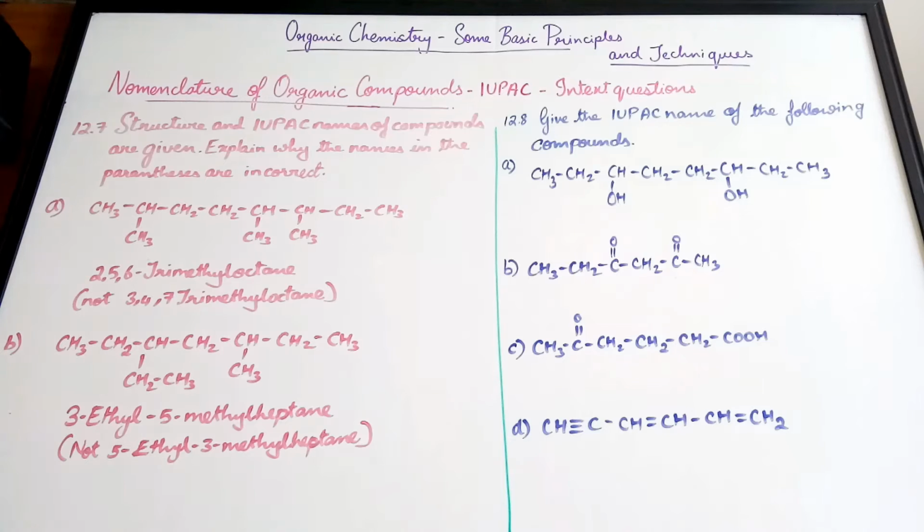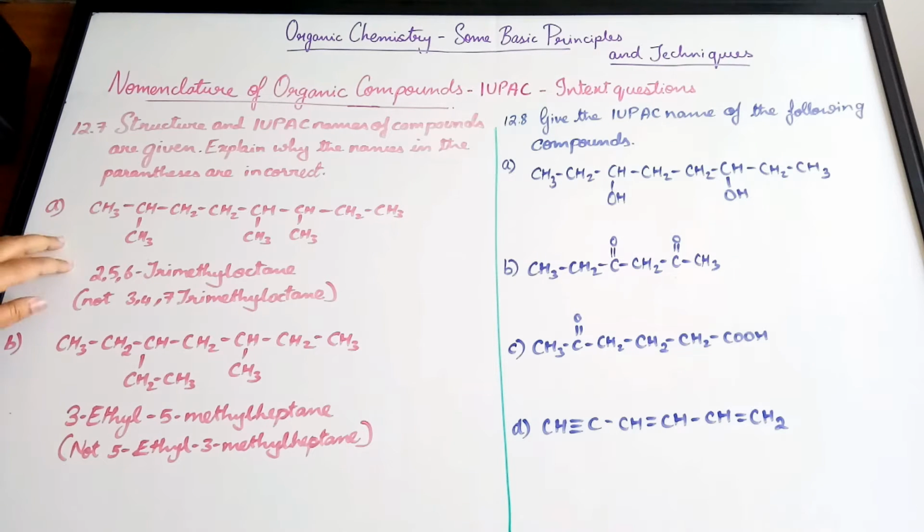In the previous sets of videos, we've learnt about the IUPAC nomenclature and basically how to name various compounds. In this video, we are going to be solving a few in-text questions. First, structure and IUPAC names of the compounds are given. Explain why the names in the parentheses are incorrect.